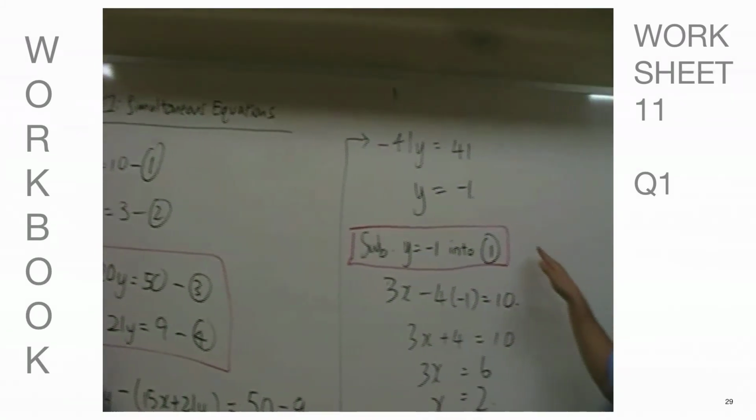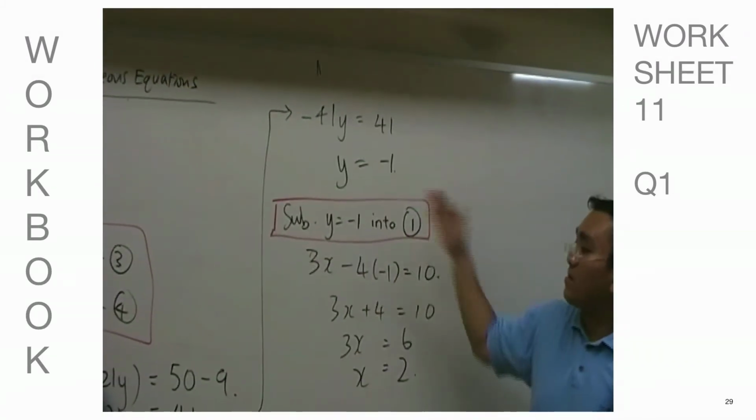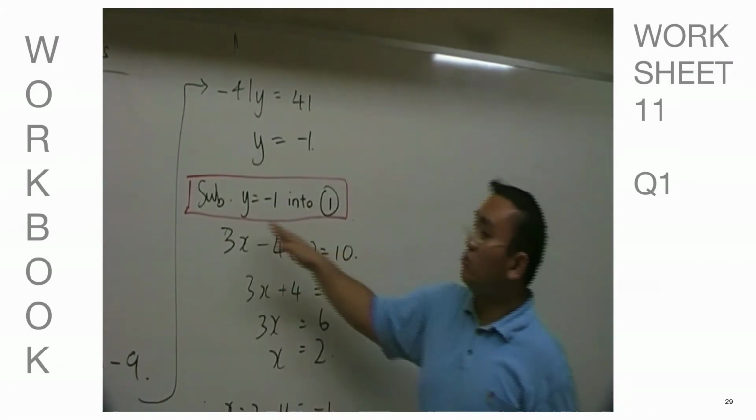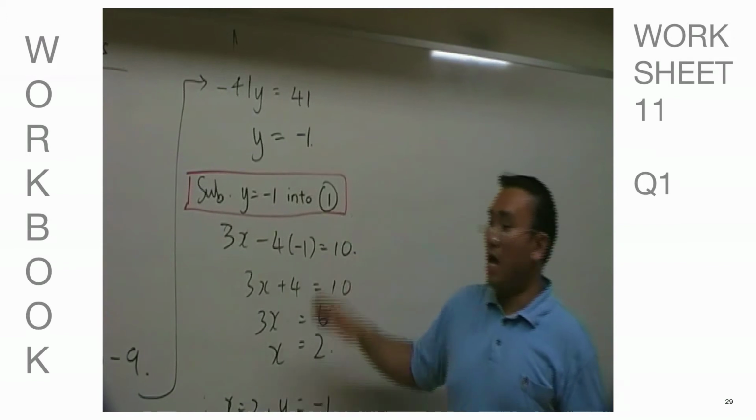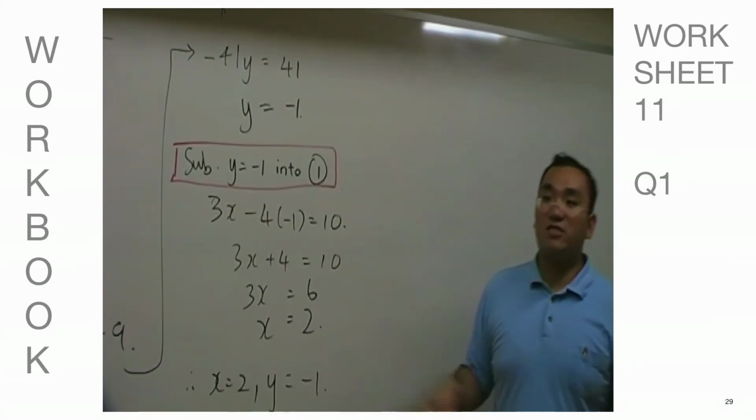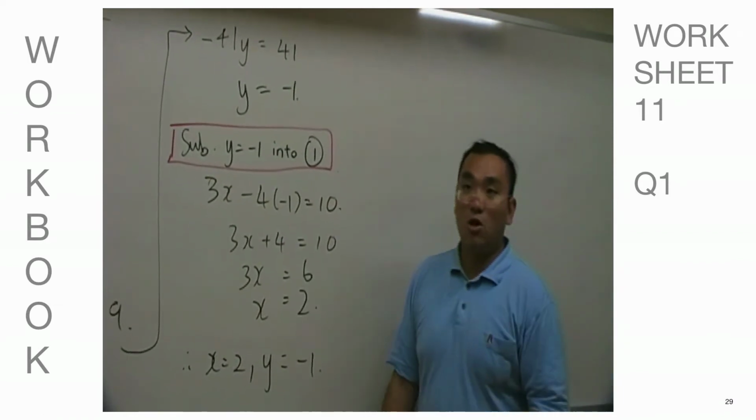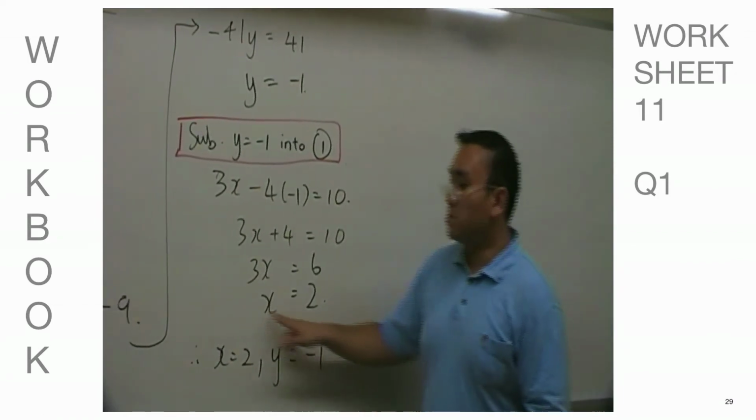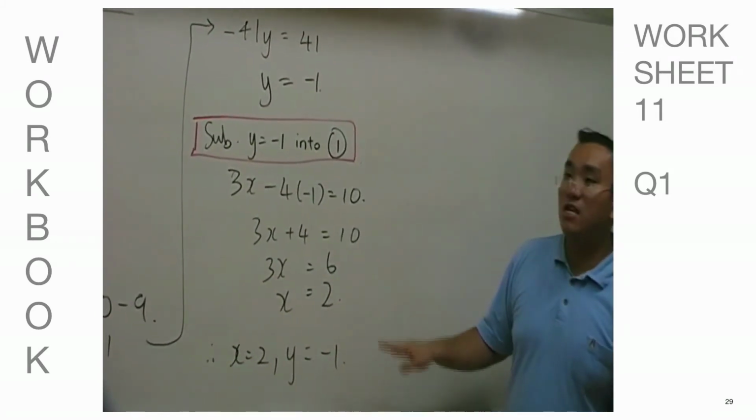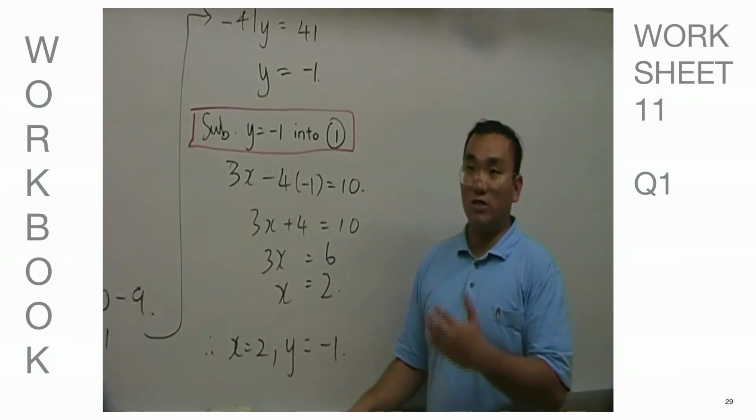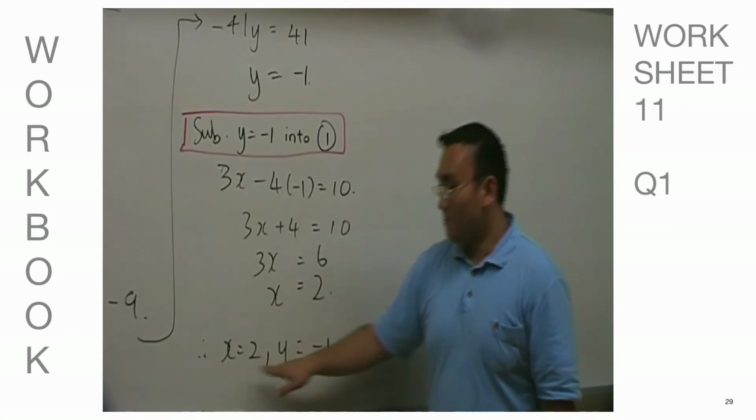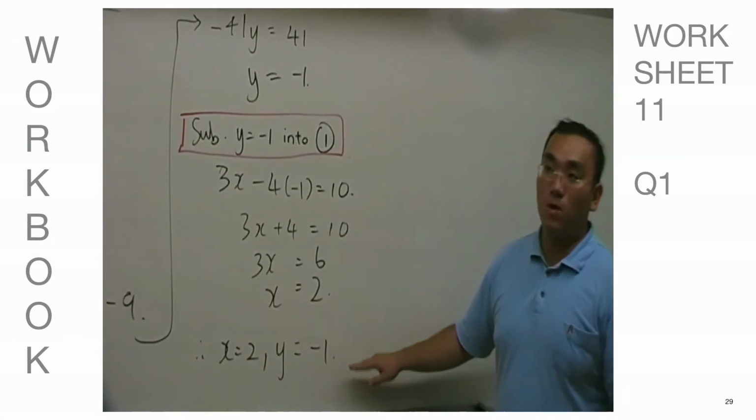You need to write down this statement: substitute y equals negative 1 into equation 1. After this, you will apply your substitution and follow the workings. You will get the final answer, x equals 2. But that's not all, because you are supposed to give a final statement stating the solution for the simultaneous linear equations. That is x equals 2, y equals negative 1.